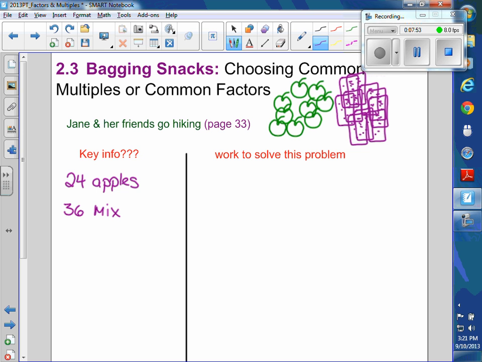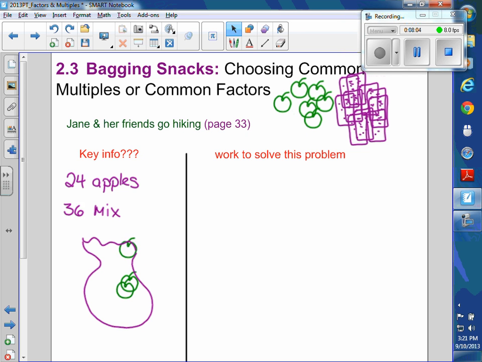Okay, and then we're going to make baggies, right? And in our packets, we're going to have a bunch of apples. So we're trying to figure out how many apples and how many bags of trail mix are in there. That's the problem, right?